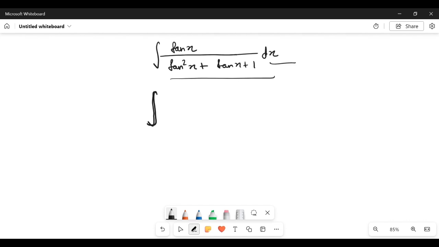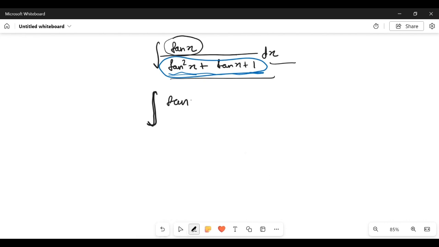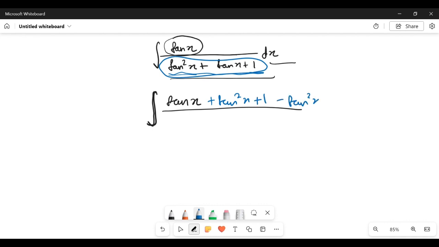So if we see here, it is tan x, right? Here it is tan x. So can I make this whole term in the numerator? I can easily make it. How? By adding and subtracting this tan square x plus 1, right? So what I'm going to do is, tan x was previously there, and I'm going to add this and subtract this. The rest of the things were like that.